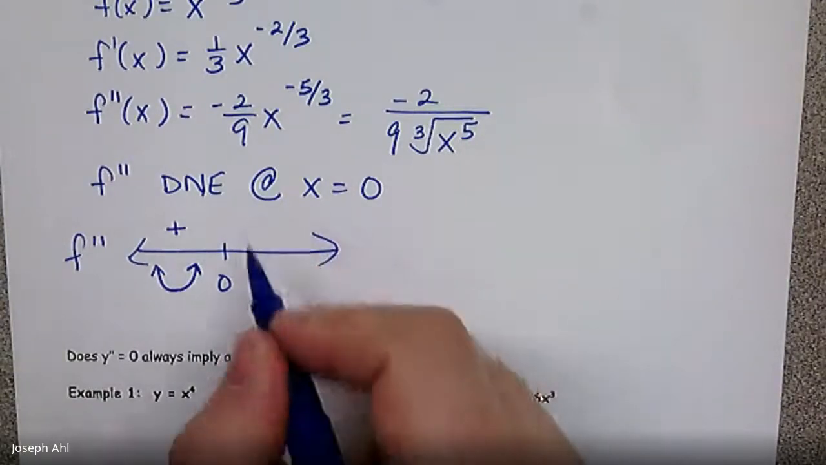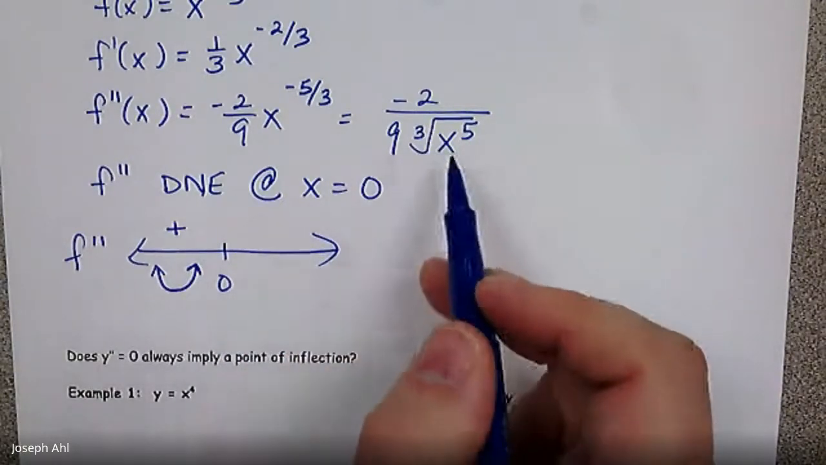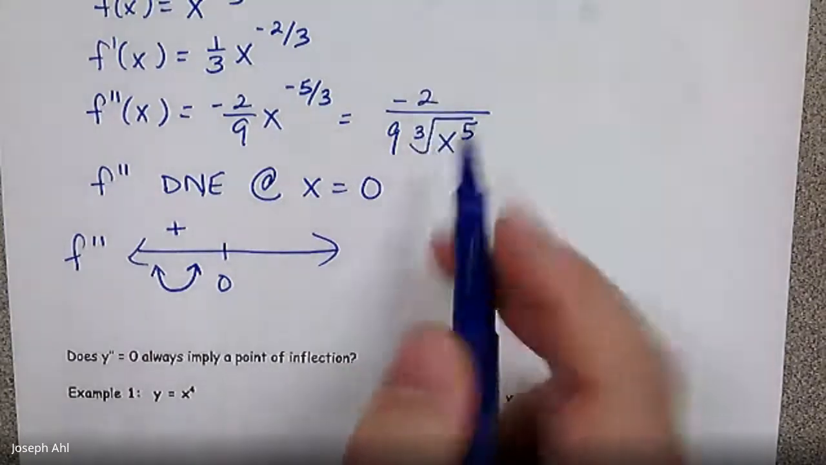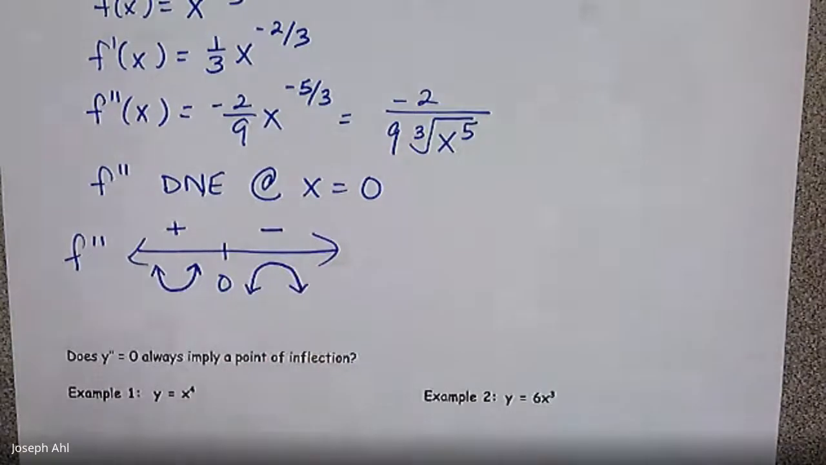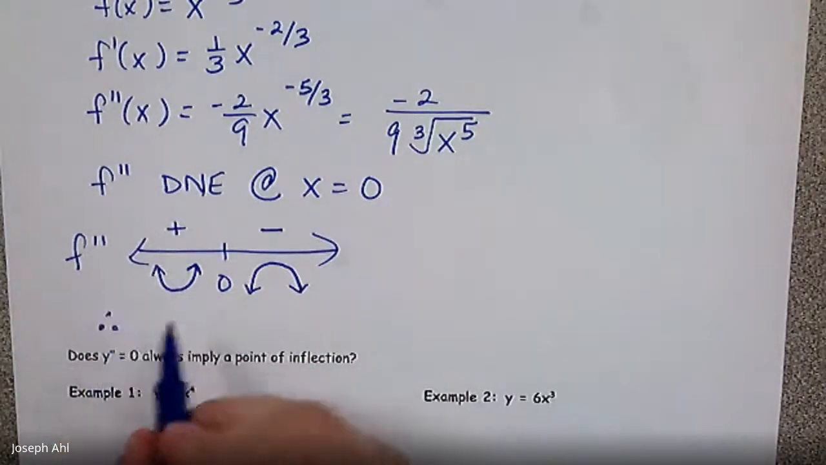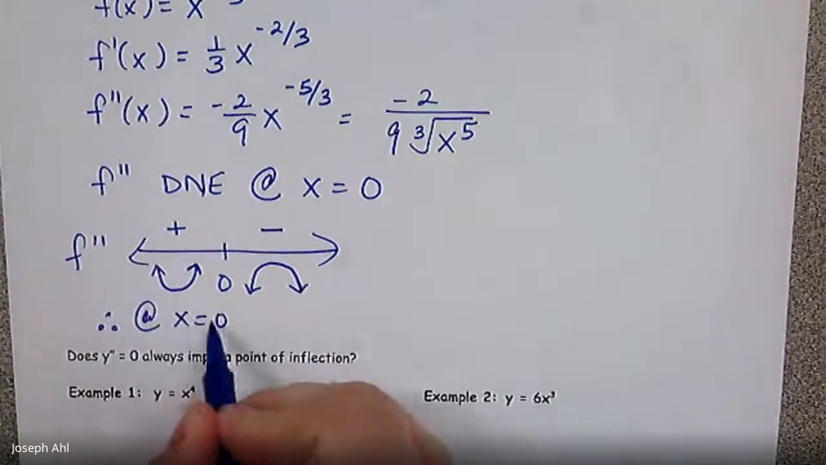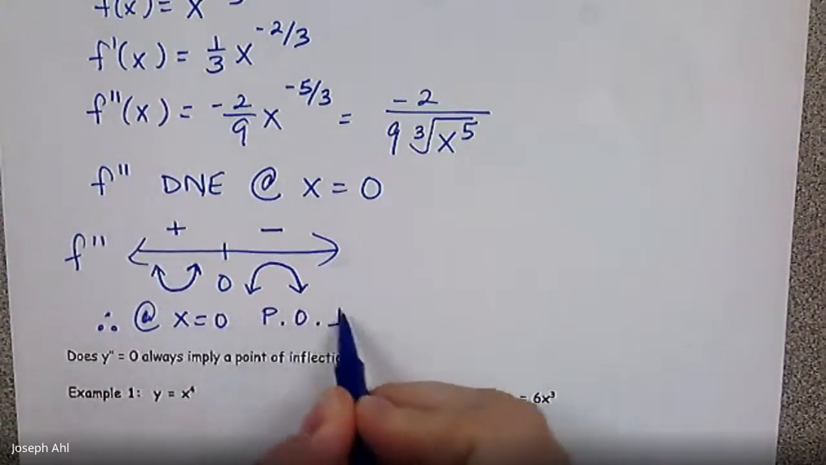Let's go over to the right side. If I test positive 1, the cube root of 1 to the 5th is a positive number. Negative over positive altogether is negative. So then to the right of 0, we have to switch over to concave down. And the conclusion is that at x equals 0, we have a point of inflection.